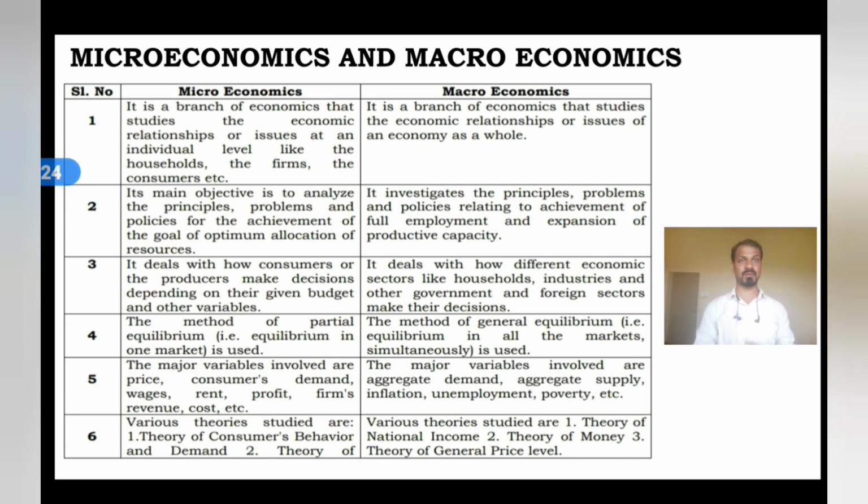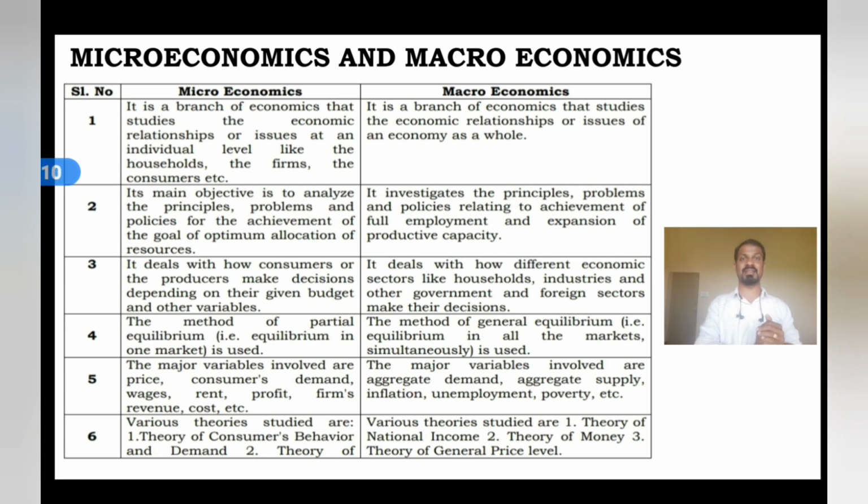But if we come to macroeconomics, it deals with how different economic sectors like households, industries, government and foreign sectors make their decisions. See here, we are seeing the economy as a whole, no? It means how all the households are taking decisions, how industries are taking decisions, how the government is taking decisions, and how the foreign or trade sector is taking decisions, we learn in macroeconomics. Instead of studying individuals, here we study aggregate units or aggregate values.